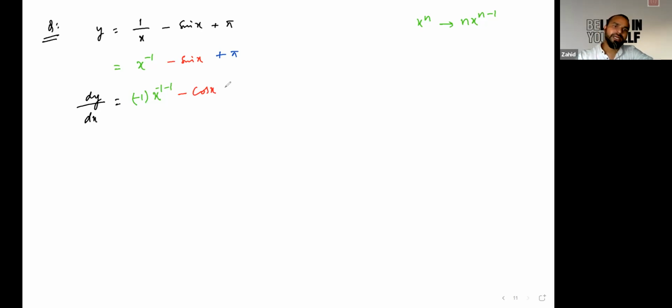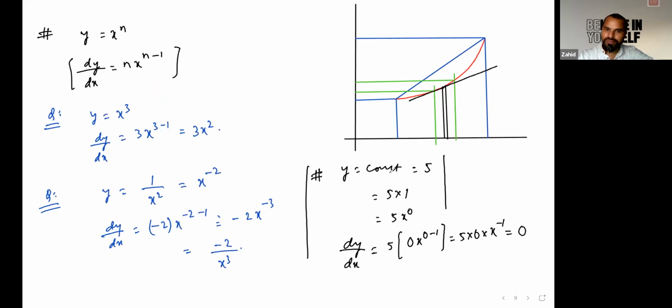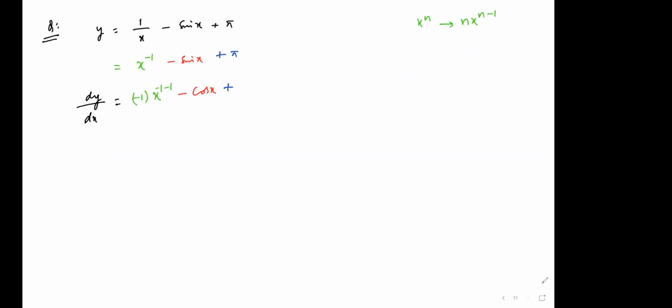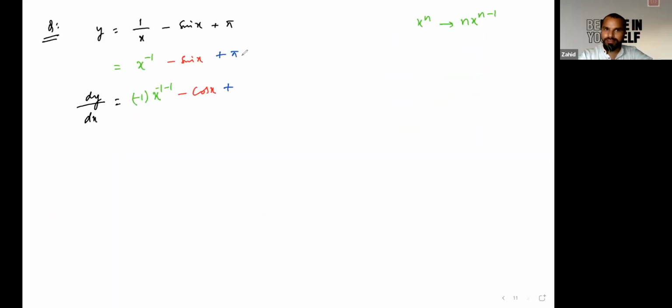Next part is pi. Pi is any constant number. So we have just defined the differentiation of any constant term, what gives you 0. So we have pi as a constant term, and on differentiating, it will become 0. So just simplify this whole term. It will be minus 1 over x squared minus cos x. This will be your differentiation of this particular function.